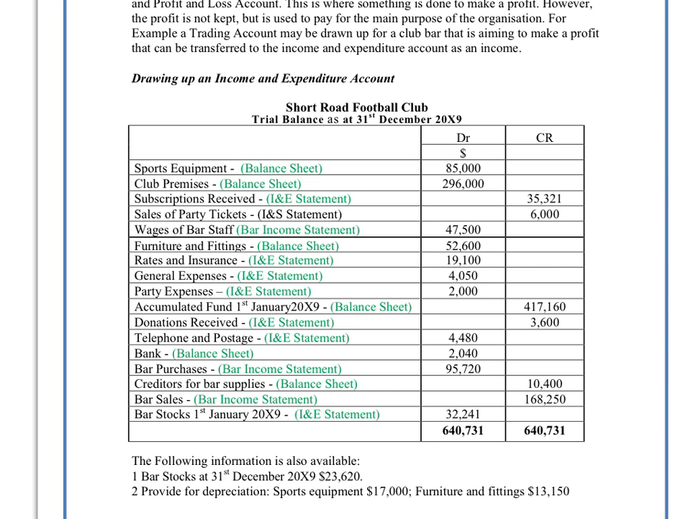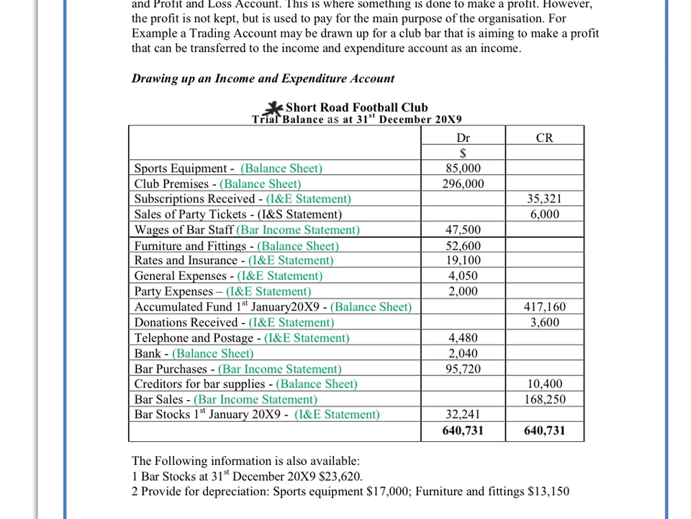So I'm going to run through how to draw up an income and expenditure account and balance sheet for, in this case, Short Road Football Club. So it's an actual club. The first thing to point out is that very often these clubs run a bit of a business on the side to create extra profits. Obviously it would be a net profit for the club members.